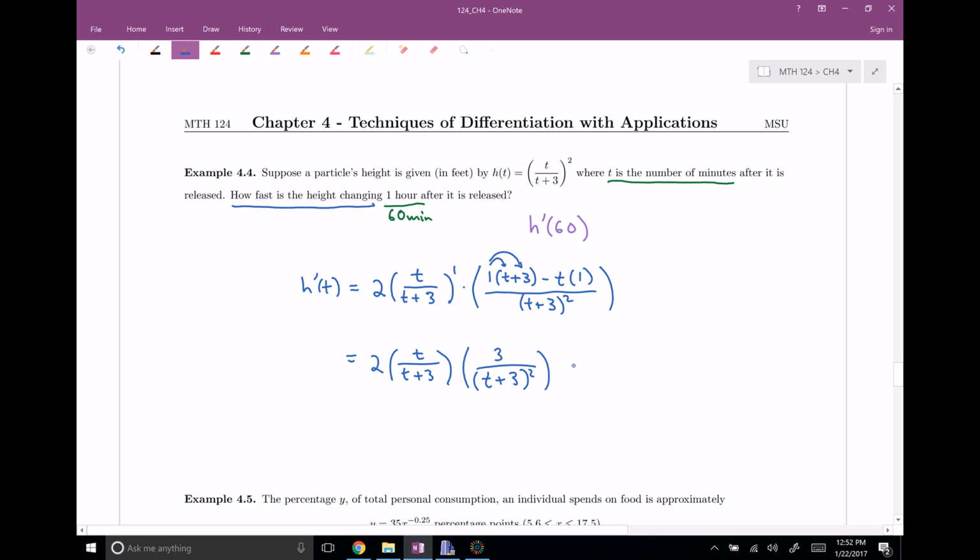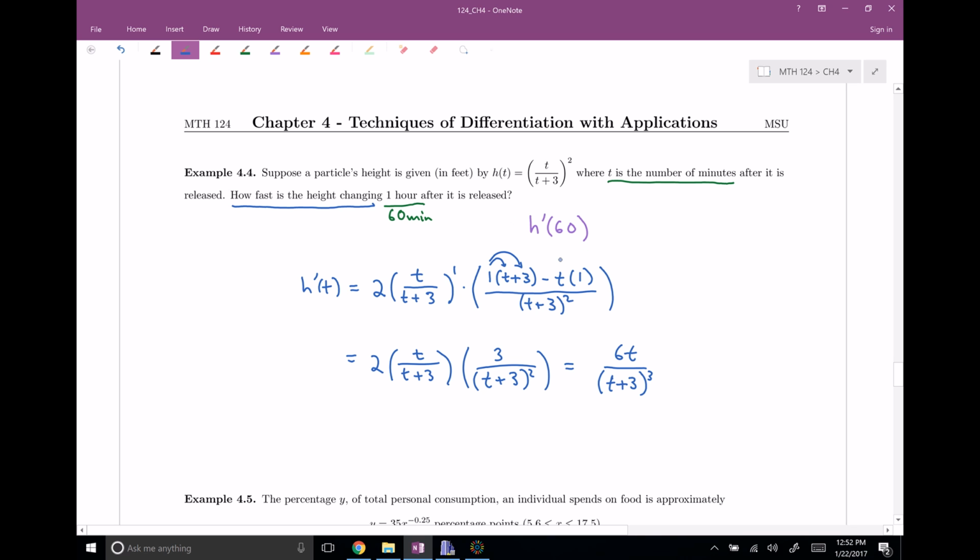And so if I wanted to, right, I know how to multiply fractions together. We have a 2 and a 3 and a t all in the numerators. So that's going to be 6t. And then in the denominators, this is going to be a t plus 3 and then 2 more t plus 3's. So this is going to be 3 t plus 3's. Since they're being multiplied together, I'm going to write t plus 3 quantity cubed. And there we are.